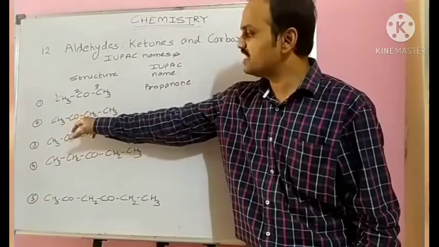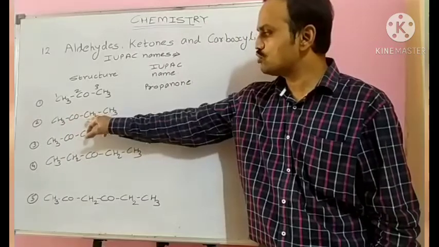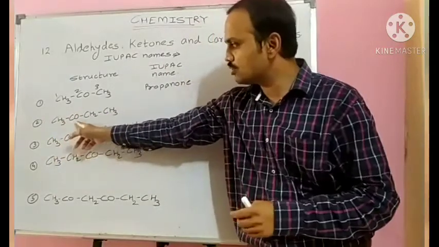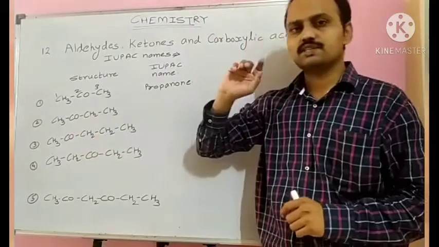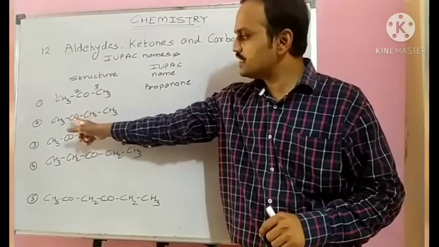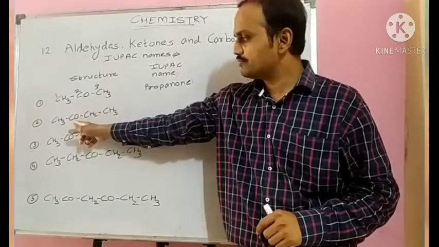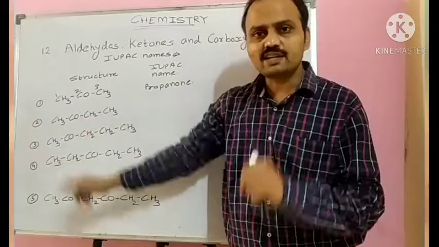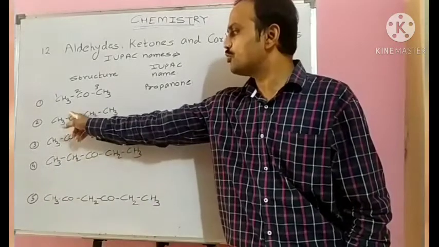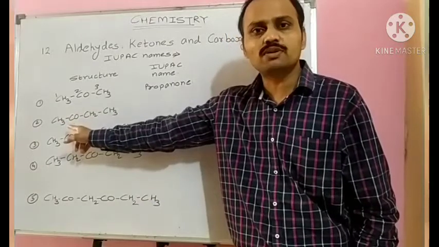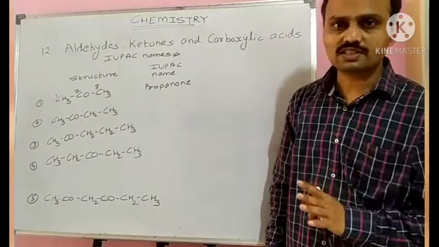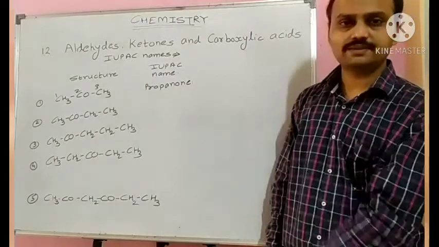CH3 C double bond O CH2 CH3. I will repeat, CH3 C double bond O CH2 CH3. From left to right, the C double bonded O carbon is getting second number, and from right to left, C double bonded O, that is our functional group carbon, is getting third number. Then numbering is from left to right.